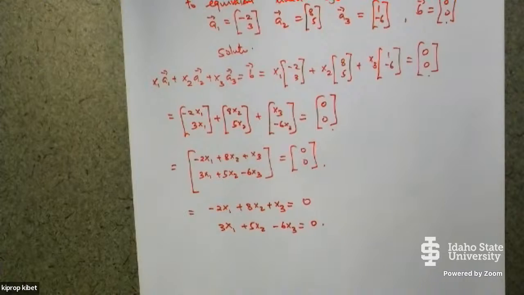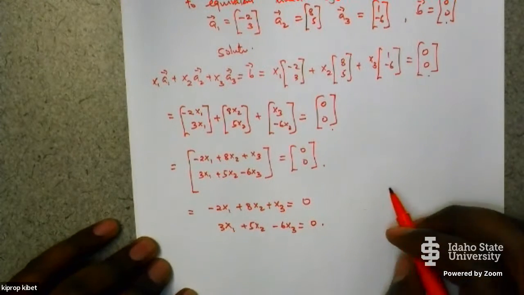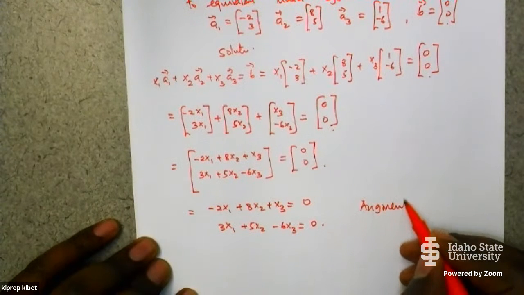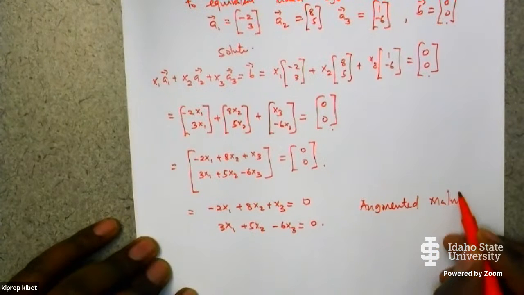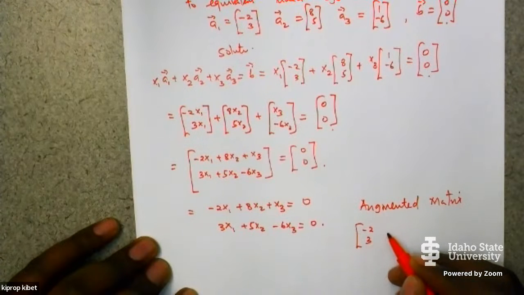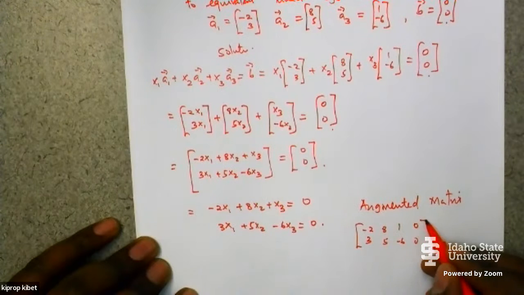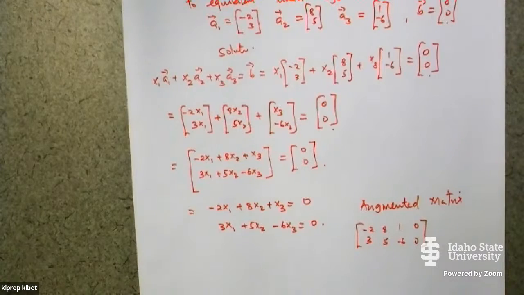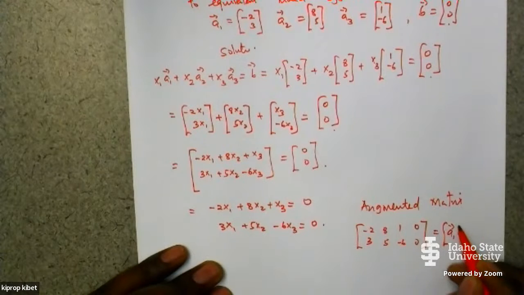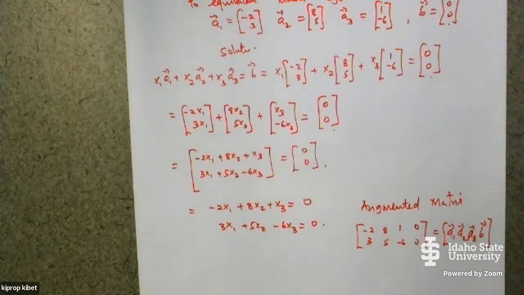So the augmented matrix of this linear system is the same as bringing this -2, 3, 8, 5, 1, -6, and then 0, 0 here. So that is our augmented matrix, which is similar to writing this as A1, A2, A3, and then our B.